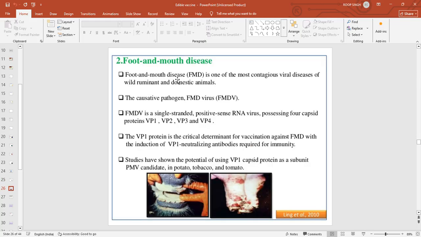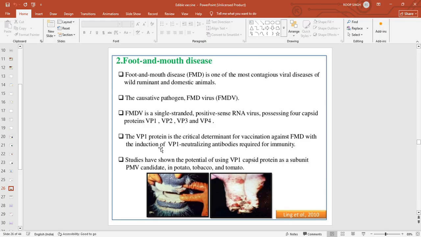For foot and mouth disease, this is another common disease in animals. Foot and mouth disease, FMD, is one of the most contagious viral diseases of wild ruminants and domestic animals. The causative pathogen of FMD is the FMD virus. FMD is a single-stranded positive-sense RNA virus possessing 4 capsid proteins: VP1, VP2, VP3 and VP4. VP1 protein is a critical determinant for vaccination in FMD. With the induction of VP1, antibody required for immunity is noted. VP1 is highly immunogenic, so it was selected.